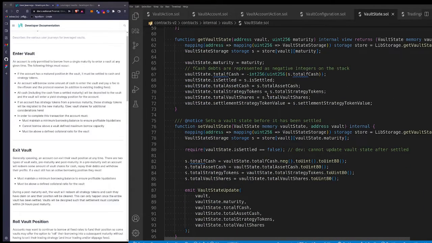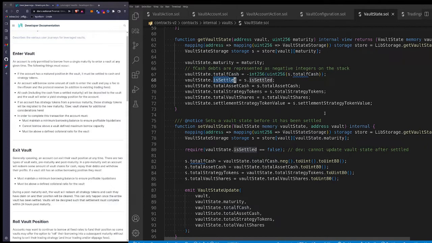So a vault state is essentially the global total bookkeeping for a single vault in a single maturity. Each vault can be in multiple maturities at a single point in time, and so we track the state for each one of those maturities separately. There's a total amount of debt held in the vault in that maturity.